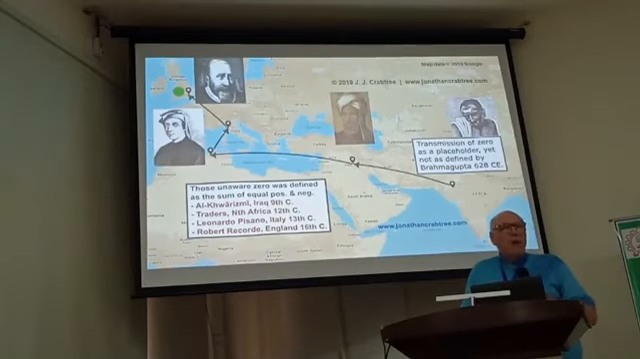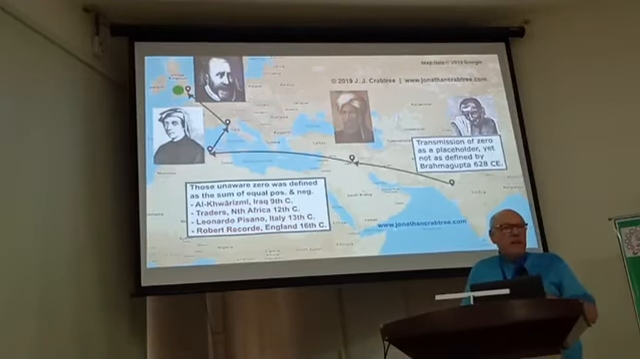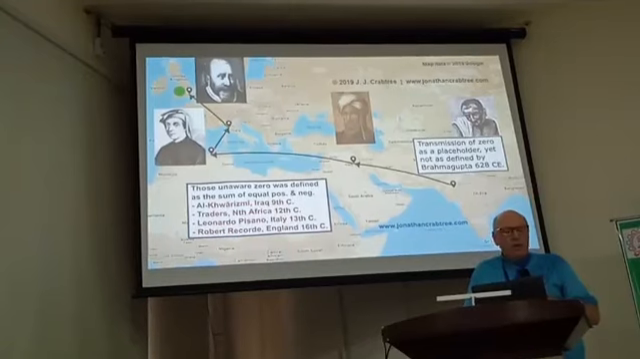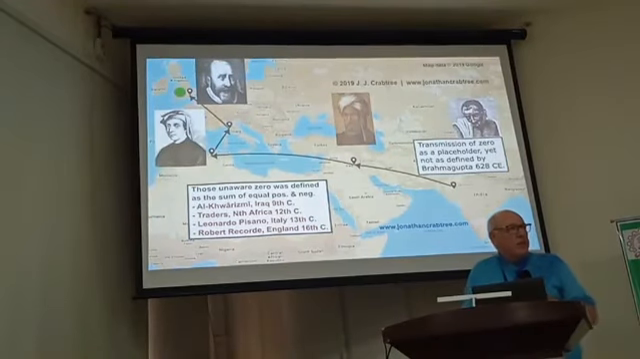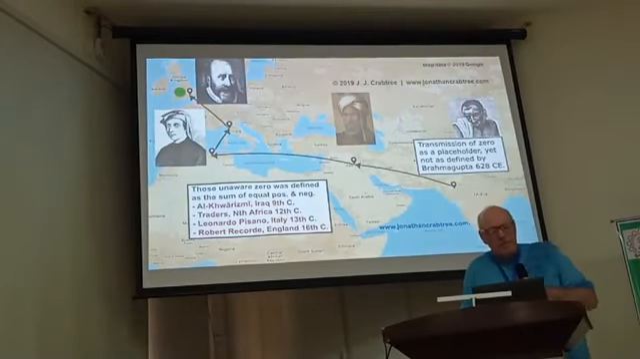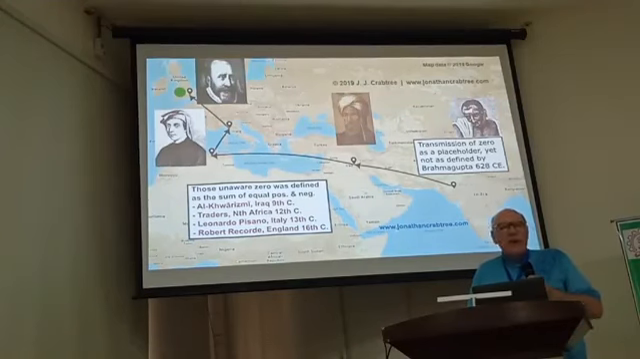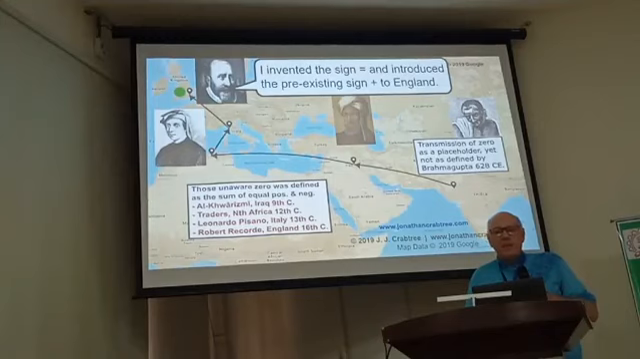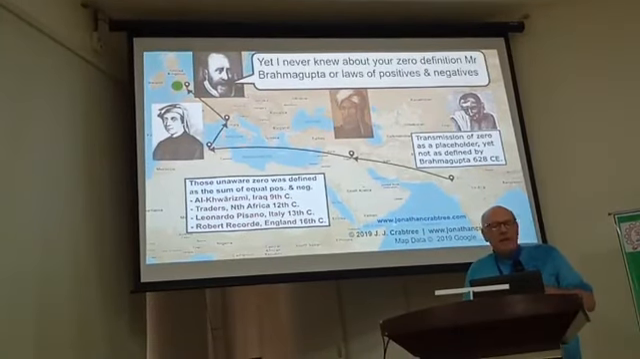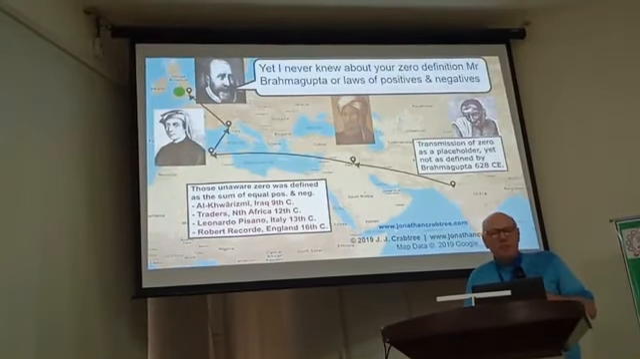And so all the while that zero was travelling from India westward, all those people were not aware of India's original concept of zero. So Al-Khwarizmi, the traders in North Africa, Leonardo Pisano, Fibonacci, Robert Recorde, none of them got the correct information out of India. So, Robert Recorde: I invented the sign equals, and I introduced the pre-existing sign plus to England. Yet I never knew about your zero definition, Mr. Brahmagupta, all laws of positives and negatives.